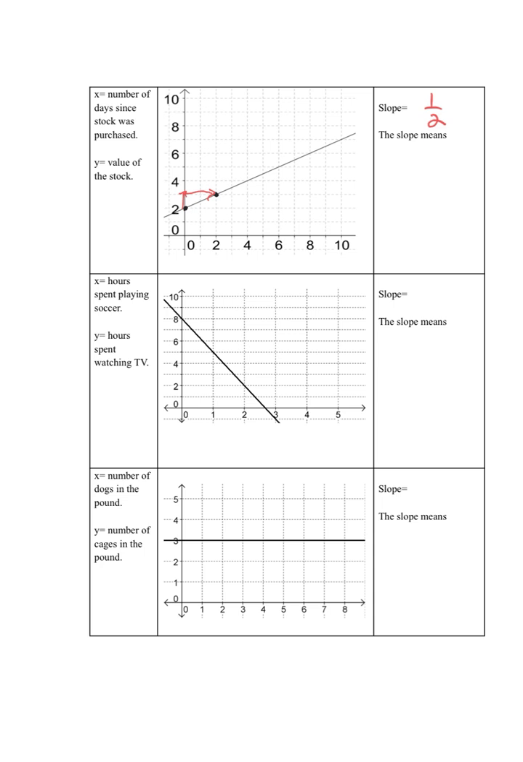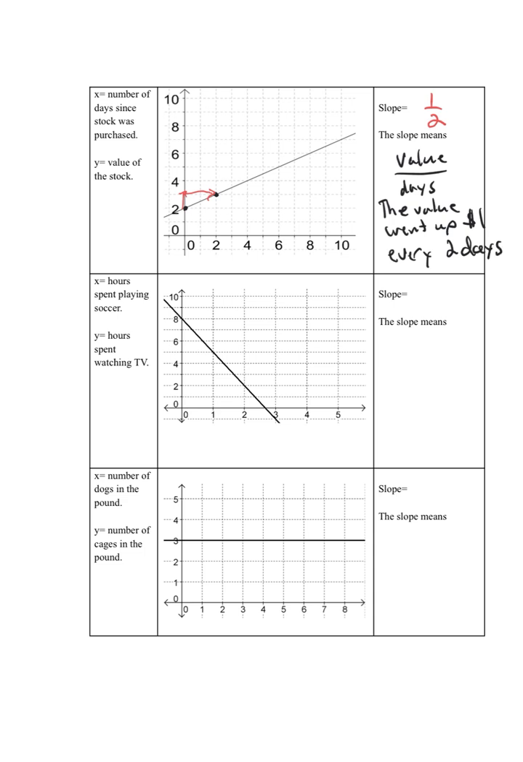And how do I say that in words? Well, in terms of this, it's saying the stock went up by 1, because that's the y. So that's the value over the days. So if I were to put that in a sentence, you would say the value went up by $1 every 2 days.